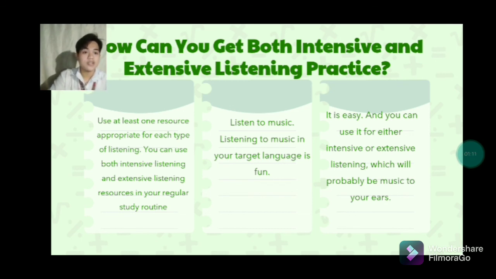Listening to music in your target language is fun. So if you want to use intensive listening when listening to music in your target language, you need to pay attention to every word or lyric of the song and how the words or lyrics work together. And if you want to use extensive listening, you can just understand the overall meaning of the song.